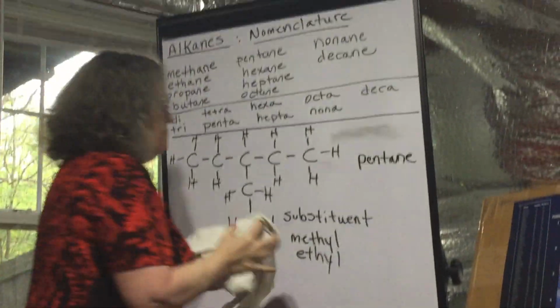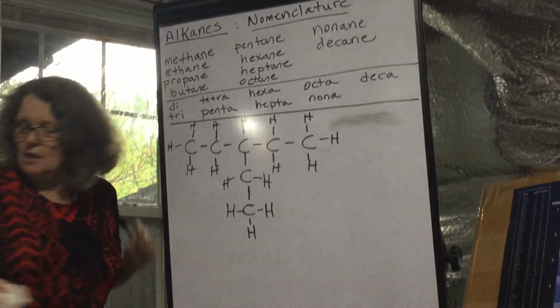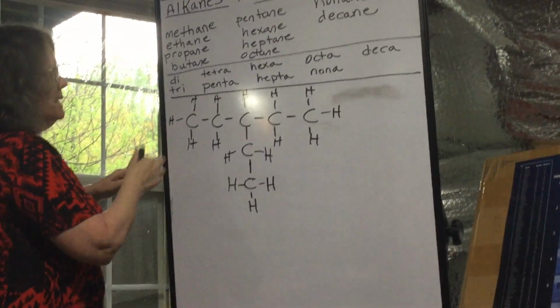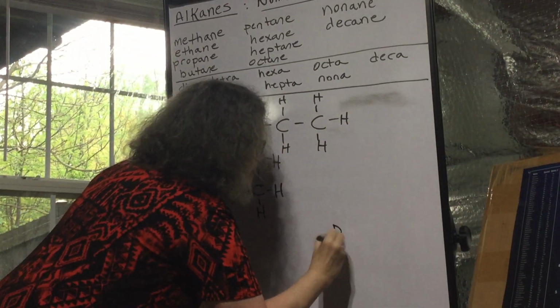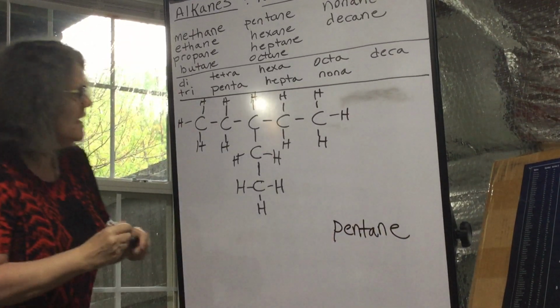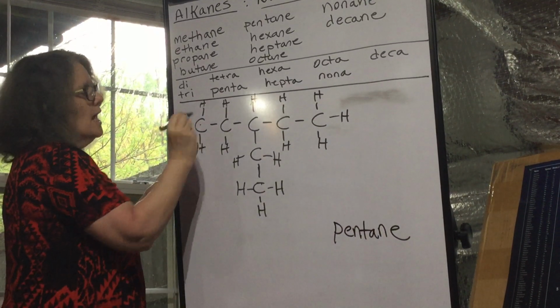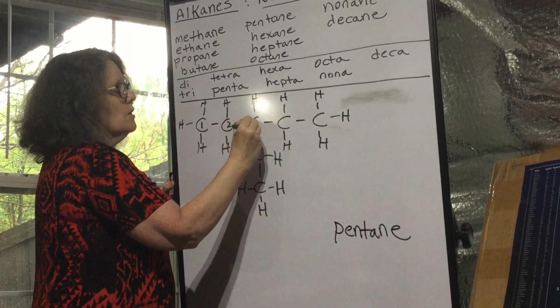This is still pentane, but we added these substituents. Let's just keep this 1, 2, 3, 4, 5 pentane. But what do I do about this side group? Okay, let's number it, and I can number it from 1, 2, 3. Either let's just keep it like this for now.